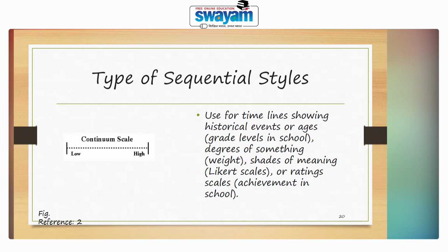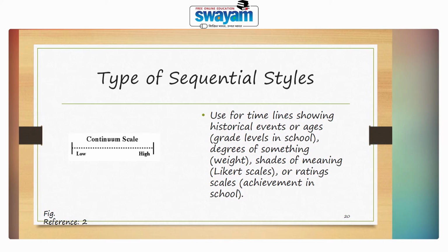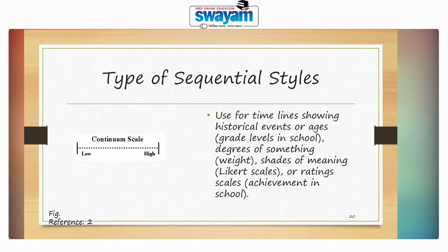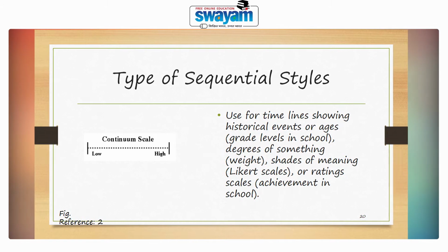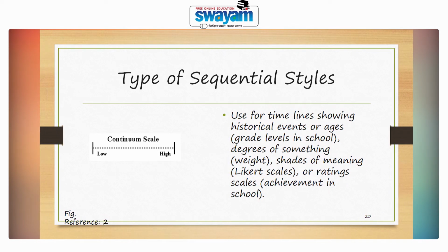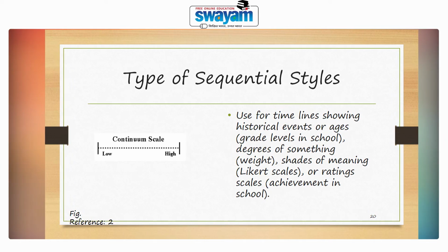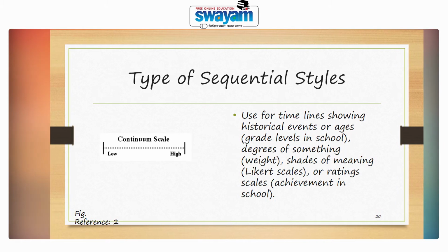Next is the continuum scale. It is used for timelines showing historical events or ages. Example: grade levels in school. That means you move from class 1 to class 2 to class 12. So, it can be shown with the help of a continuum scale.